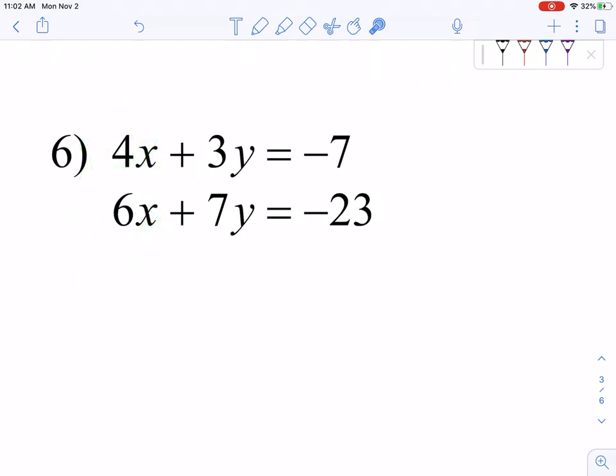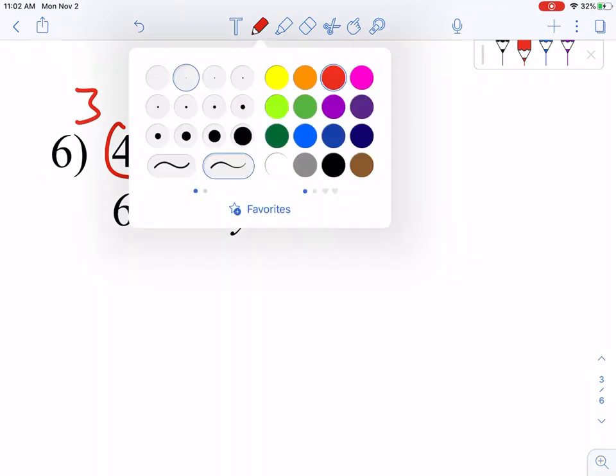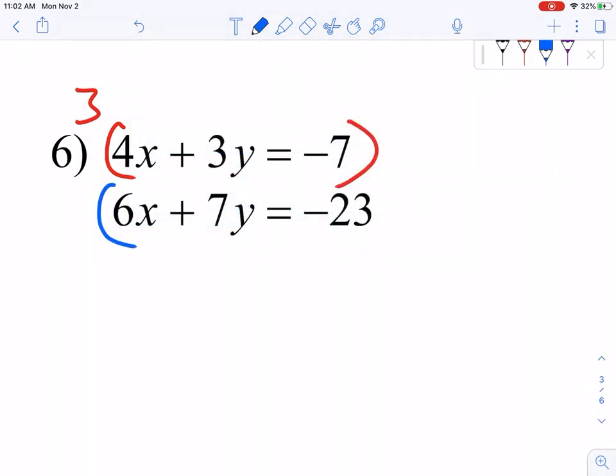I could turn this 4 into a 12 by multiplying it by 3. I could turn this 6 into a 12 by multiplying by 2. And one of these are going to have to be negative. I'll choose the bottom one this time. So I'm going to go through and multiply these out. The hardest part is picking these numbers, and I will help you pick these numbers if you need help with it.